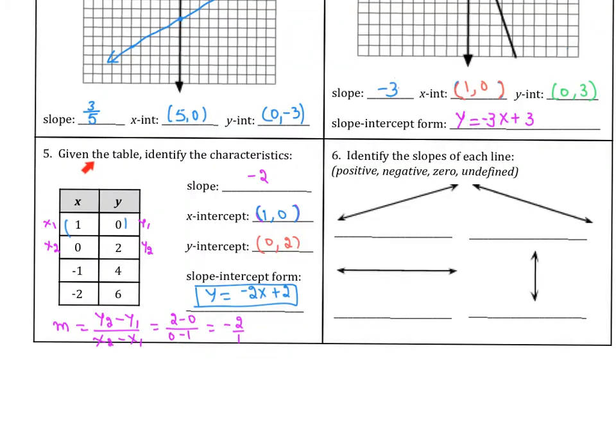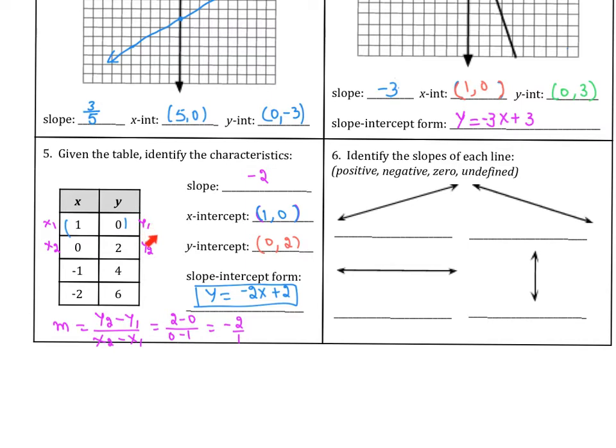For number 5, you're going to find out the slope, x-intercept, y-intercept, and the equation. To find the x-intercept, you're going to choose the point where y is 0. So this is this point right here. The y-intercept means that x should be 0. So this is this point, 0 comma 2.